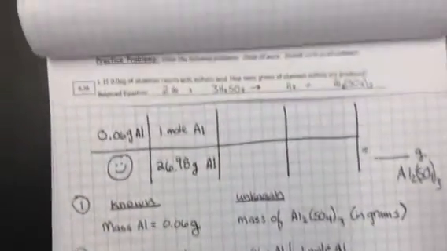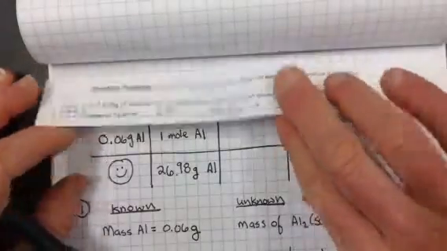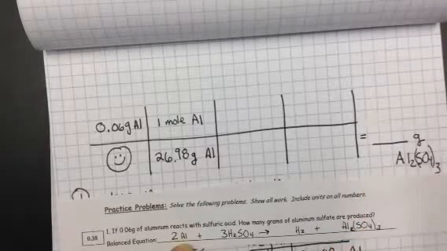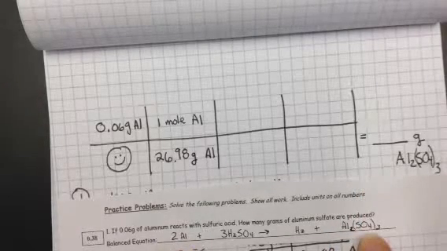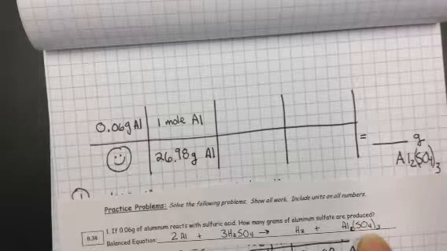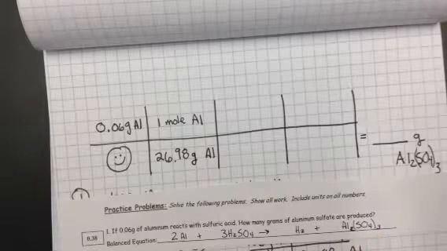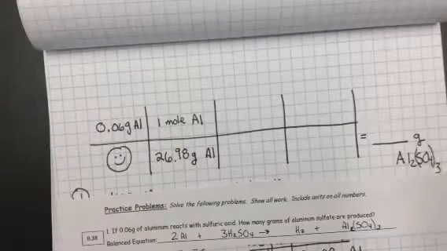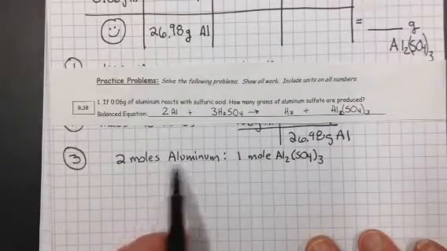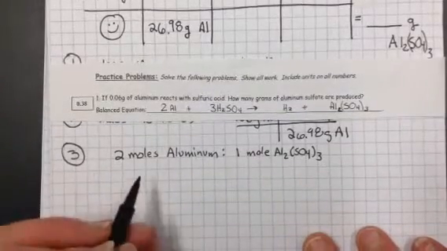So let's take a look at our equation. We are looking at aluminum and the aluminum sulfate. There are 2 moles aluminum for every 1 mole aluminum sulfate. That is a 2-to-1 ratio. We could put it in, there we go, 2 moles of aluminum for every 1 mole of aluminum sulfate.